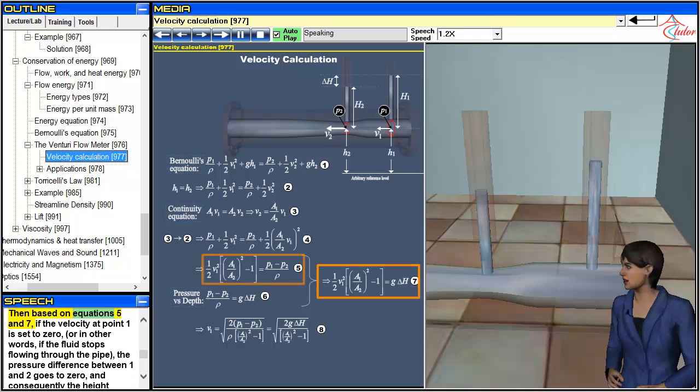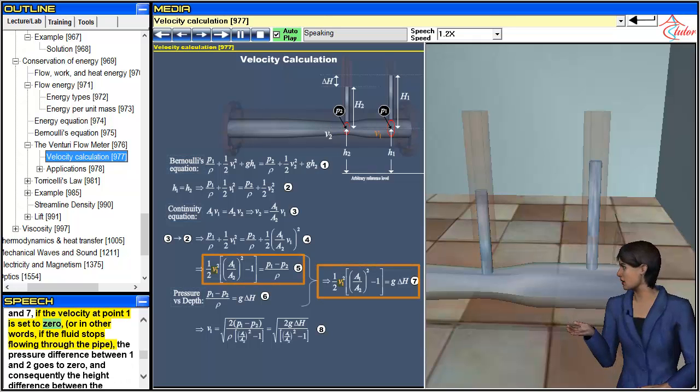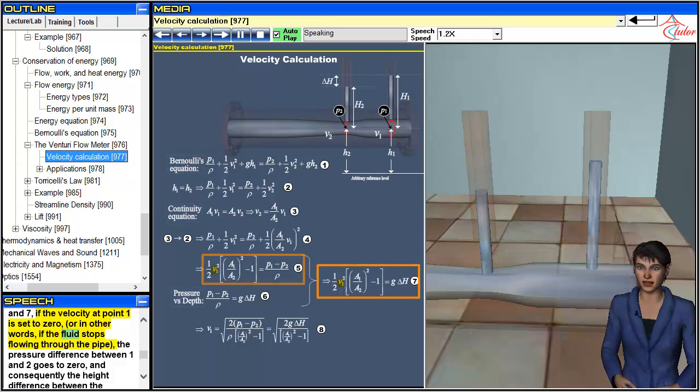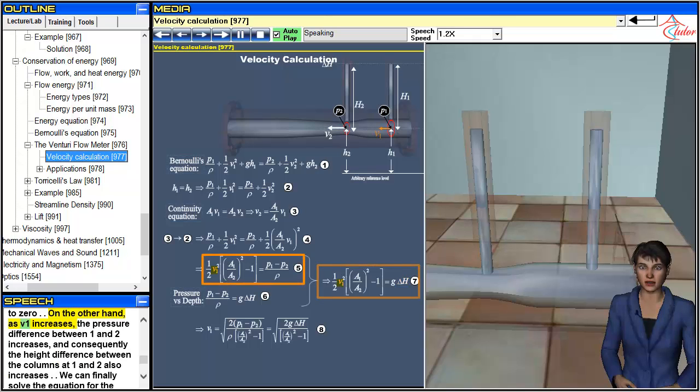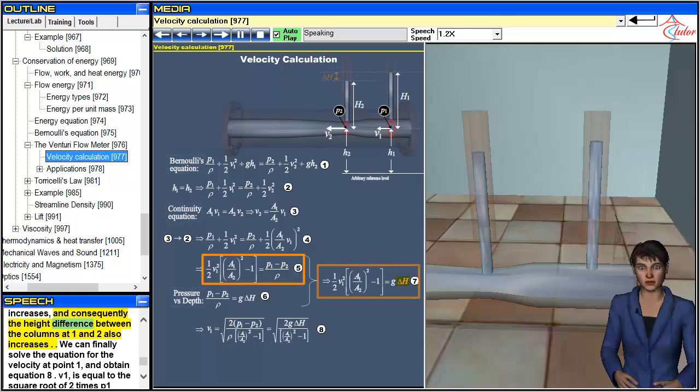Then based on equations 5 and 7, if the velocity at point 1 is set to 0, or in other words, if the fluid stops flowing through the pipe, the pressure difference between 1 and 2 goes to 0. And consequently the height difference between the columns at 1 and 2 also goes to 0. On the other hand, as V1 increases, the pressure difference between 1 and 2 increases, and consequently the height difference between the columns at 1 and 2 also increases.